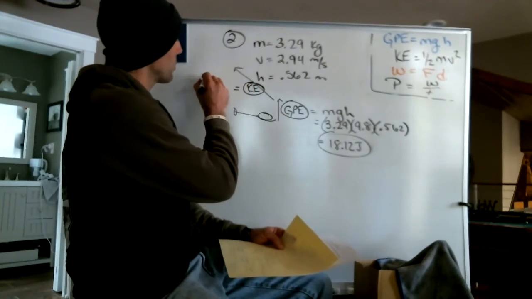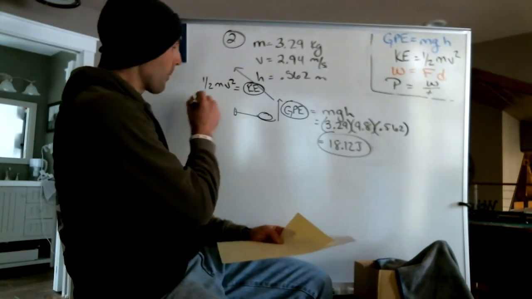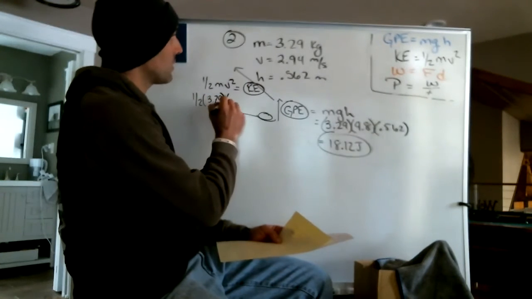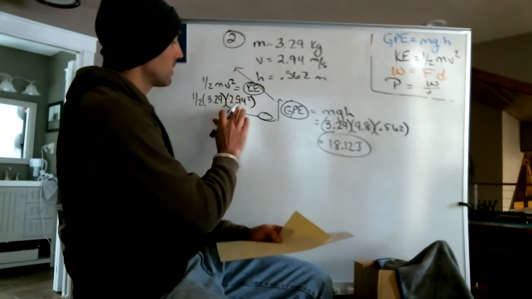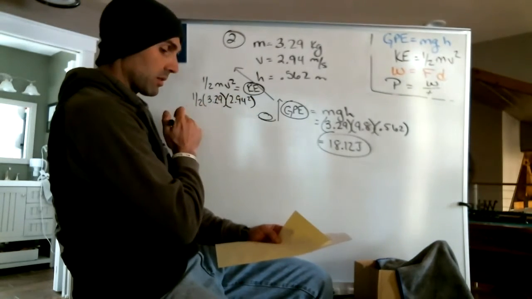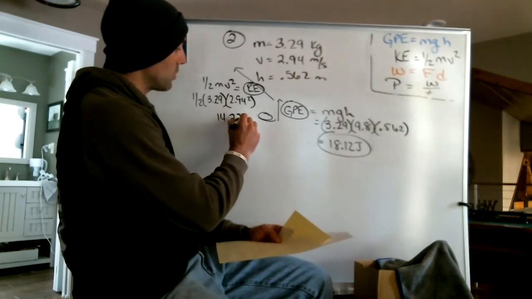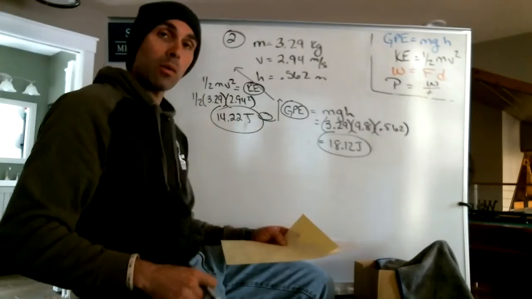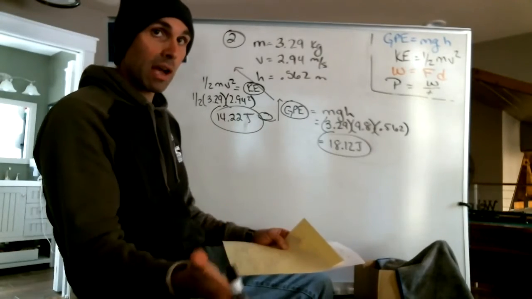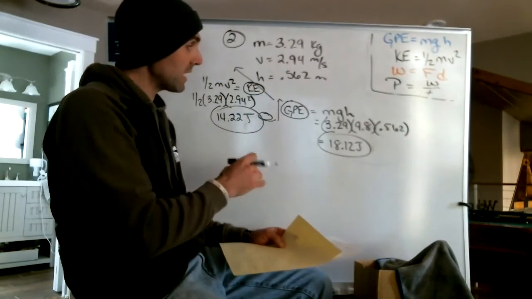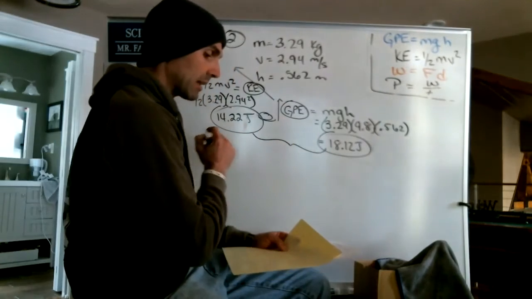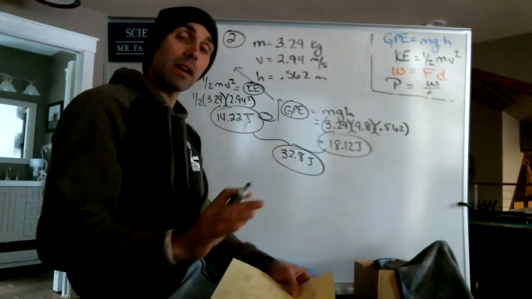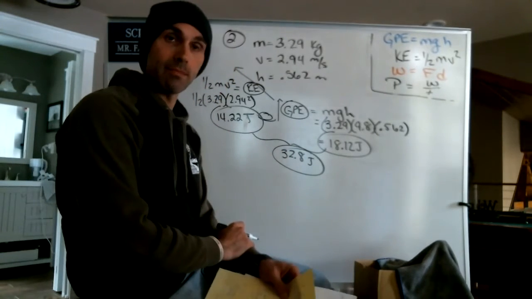Now for the KE, we're doing 1/2 mv squared. 1/2 the mass, 3.29 times the v squared, 2.94 squared. And this comes out to be 14.22 joules. Now we found the energy that was given to the snow by throwing it, which was the work that was done to it. So let's just add these two up. Adding the two, we get 32.8 joules. And that there, folks, is the total amount of work that was done.